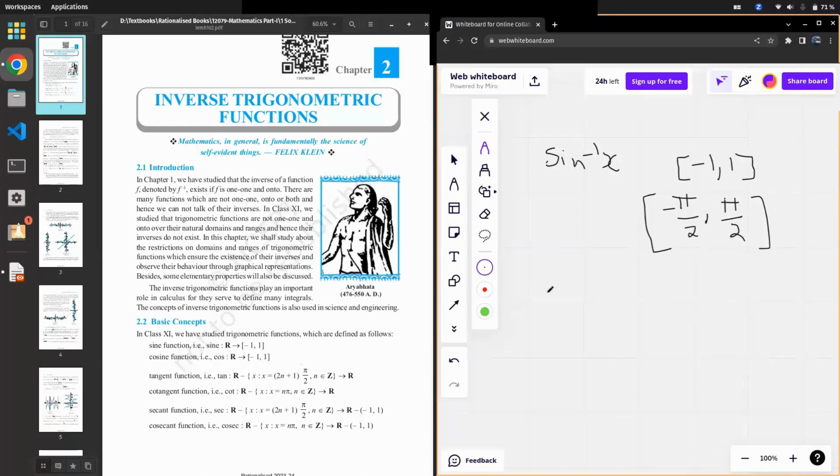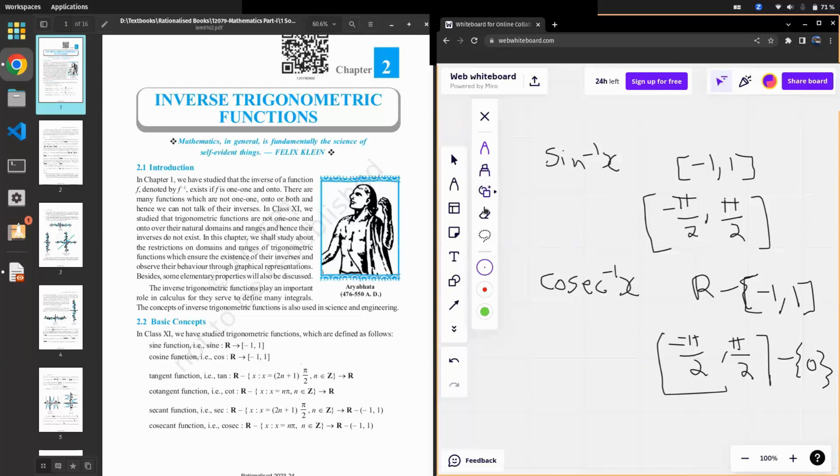So we have 5 more functions like this, like cosecant inverse x. This has the domain as all the real values except -1 to 1. So excluding -1 to 1, we can have any value in the real number system. And the range of this cosecant inverse x will be -pi/2 to pi/2 excluding 0.